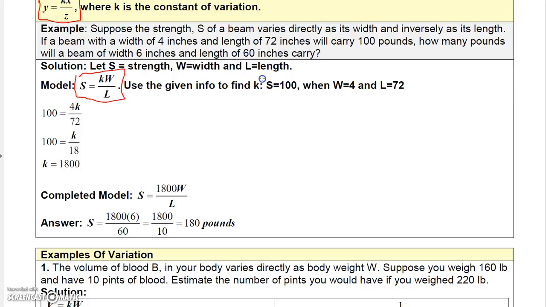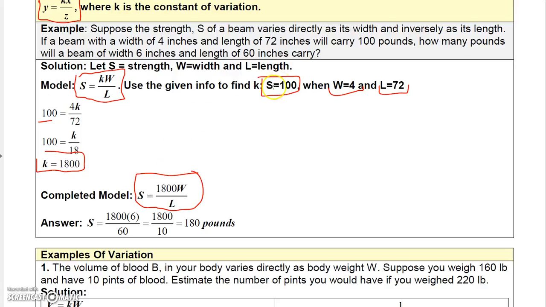So we know that the strength would be 100 pounds if the width is 4 inches and the length is 72 inches. So we can plug those numbers in: 100 for strength, 4 for width, 72 for length, and then I simplified that. I got k over 18 because 4 went into 72 18 times. And then if you cross multiply, you get 1800 equals k. So k is 1800. So the completed model would look like this.